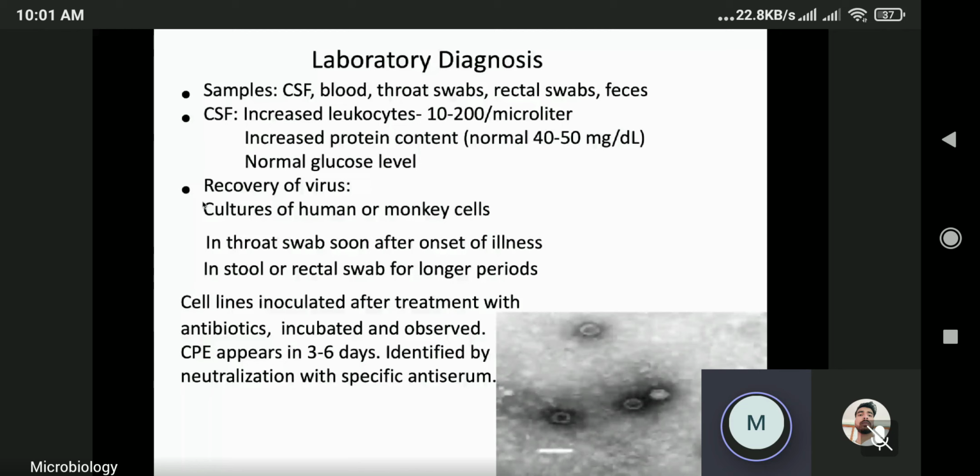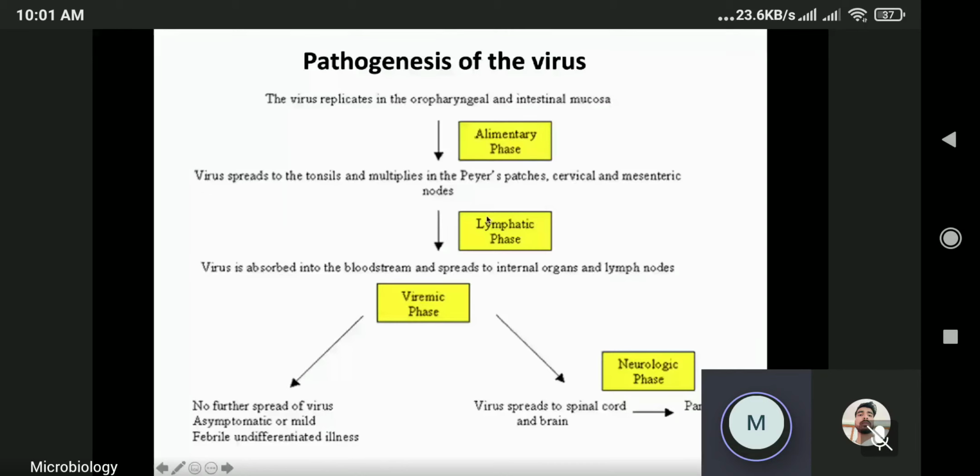And another one is the pathogenesis. This one is also important. If pathogenesis is asked in polio, then you can write this one. This is very informative for describing the pathogenesis of the polio virus. This was for today. If you have any questions, then let us discuss. Otherwise, we finish our class.